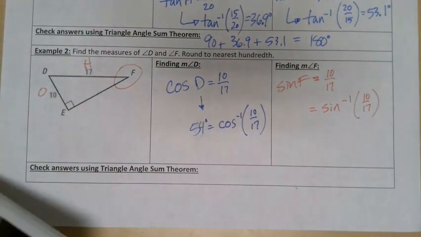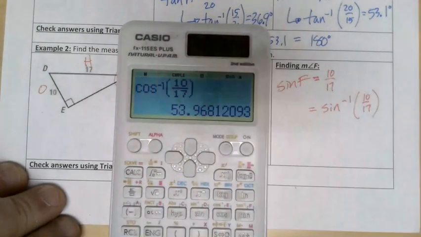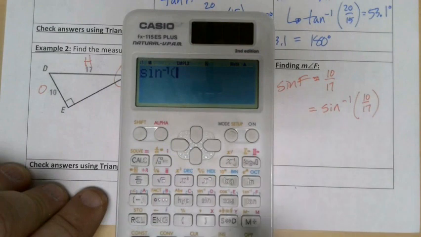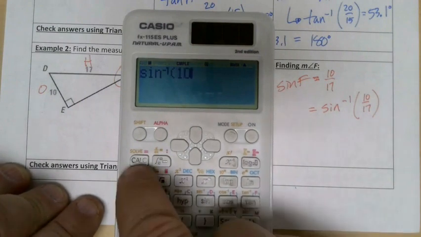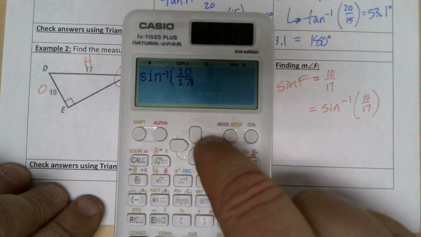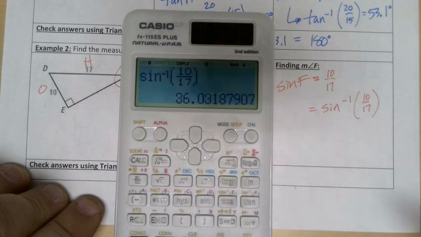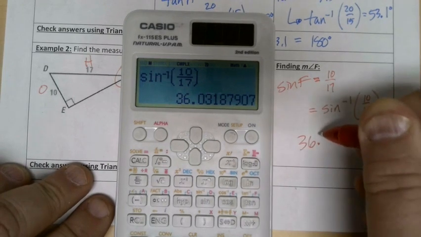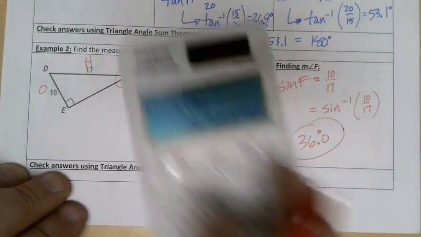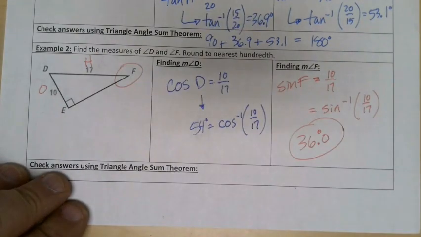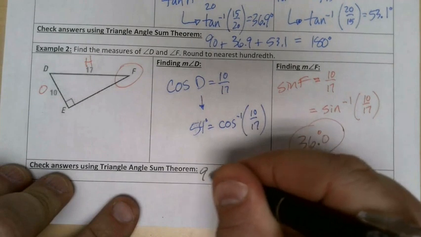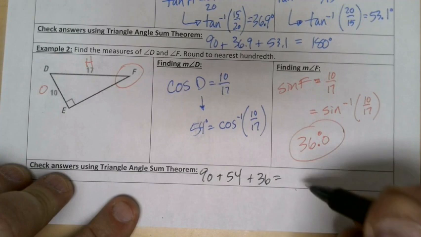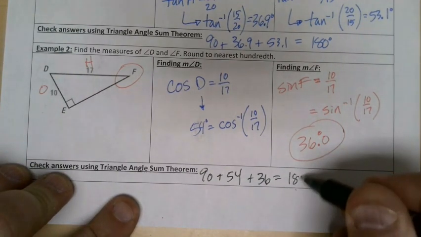Okay, and the inverse sine of that 10 over 17, if I put that in my calculator, shift sine, there's the inverse sine of the 10 over the 17, I end up getting 36.03, so 36.0 degrees. Okay, and if I check it with the triangle sum theorem, I go 90 plus my 54 right there, plus the 36, and sure enough, I can see that equals 180 degrees.